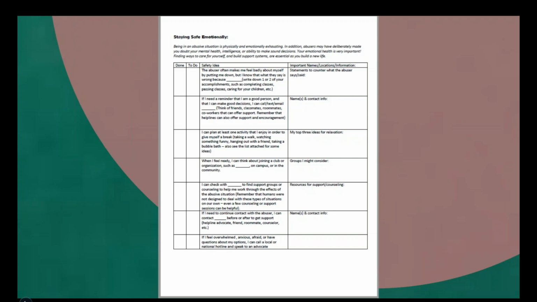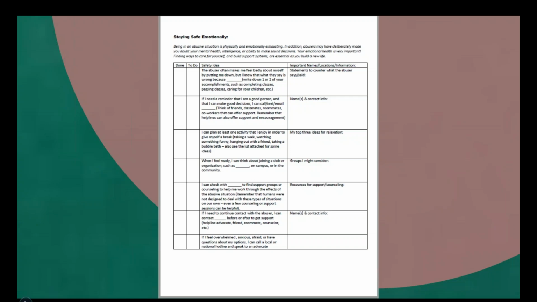One of the safety ideas that I love to use from this page is all the way at the bottom, and it says, if I need to continue contact with the abuser, I can contact blank before or after to get support. And it lists a few examples underneath that safety idea. Helpline advocate, a friend, a roommate, a counselor, or etc.